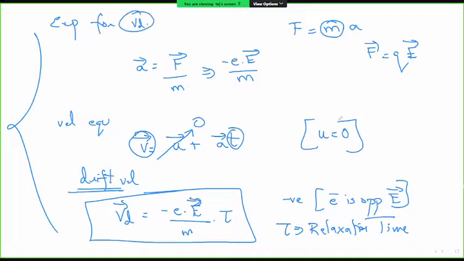So copy this now. Write the expression for drift velocity. Start copying this. Three steps, more than enough. Fast, I'll give you 2 minutes.